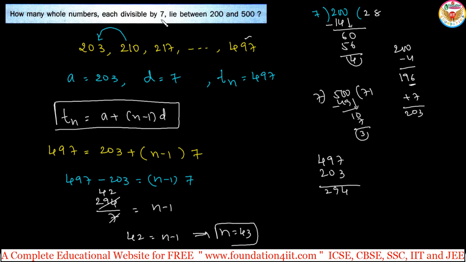Not only divisible by 7, many other questions are there. For example, how many even numbers between 100 and 200? You can use the same pattern: just frame the series first, then take the given data, apply the formula and solve it. So this is the general term and the problems based on that. Next is the sum of n terms and problems based on that topic. Let us see now.